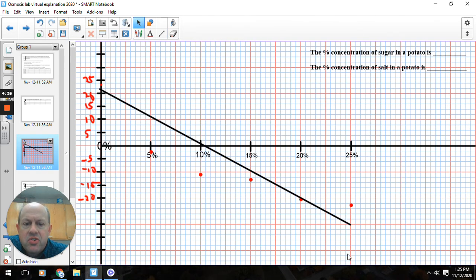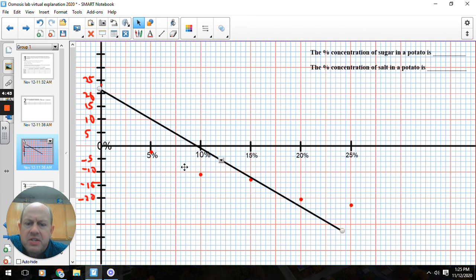And so that average then is just kind of a best fit through all that. So you want to kind of move that to where it kind of represents stuff on both sides of the line. Where that crosses the 0% mark, that's going to be the isotonic solution. And so that, wherever that concentration is, that's how we would answer these questions, what the percent concentration of the potato and what the percent concentration of salt in the potato would be, using your two different graphs, one for sugar, one for salt. So that's kind of how you graph it. That's how we answer this concentration question for the salt and the potato.